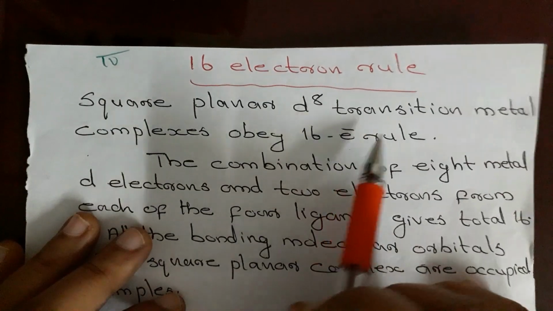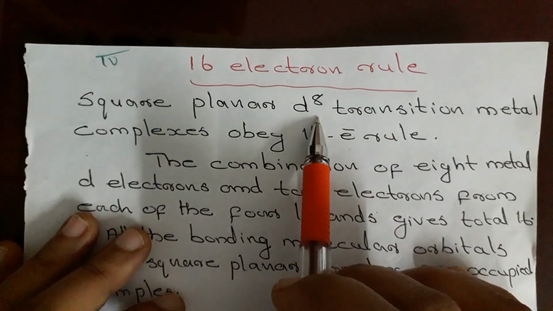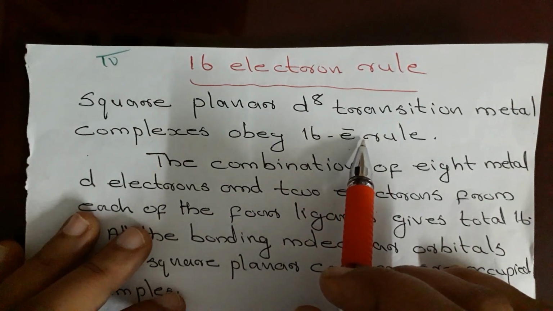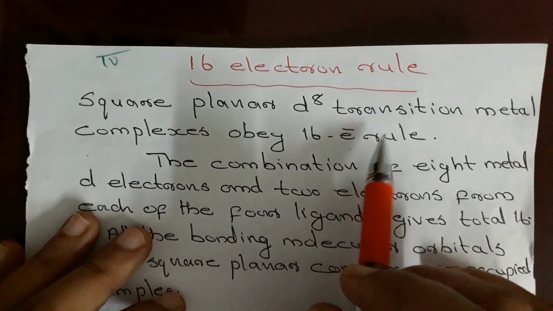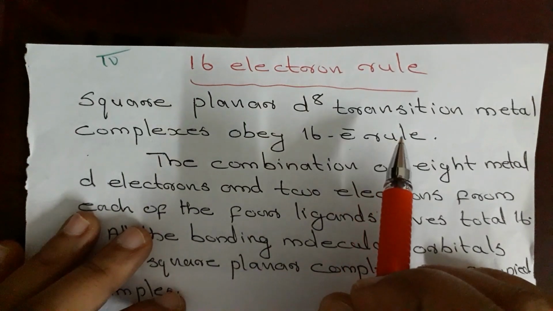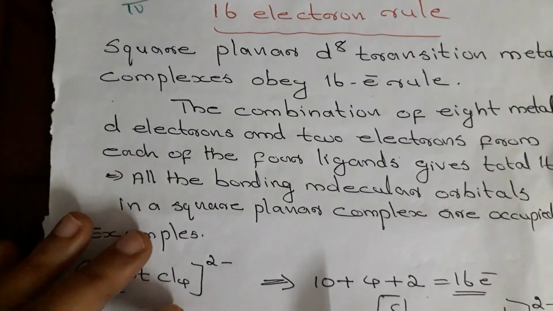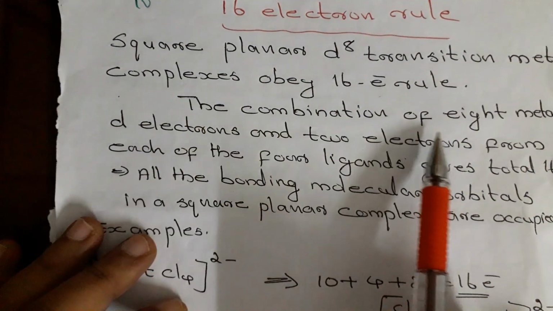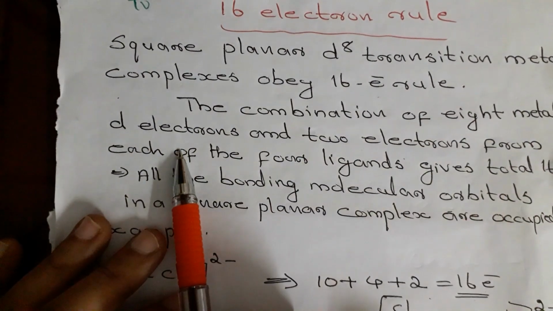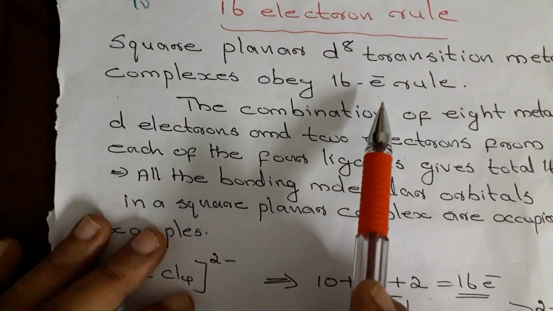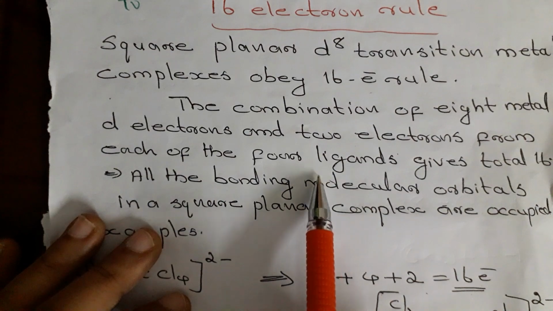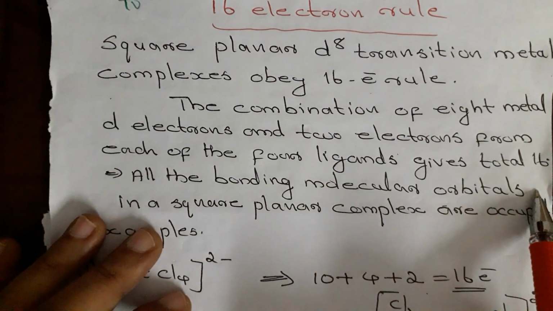These organometallic compounds are stable because their bonding molecular orbitals are completely filled, so there is no electron in the antibonding molecular orbital. So this orbital is completely filled, so it is stable. Here is how it is calculated: the combination of 8 metal d electrons, that is, the metal containing 8 electrons, and 2 electrons from each of the 4 ligands. Each of the 4 ligands gives, in total, 16.